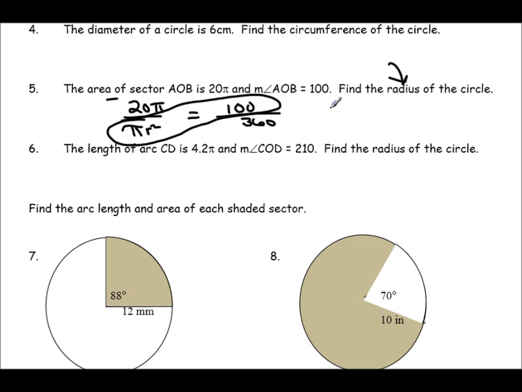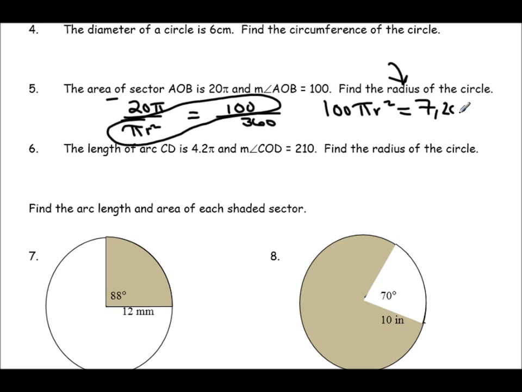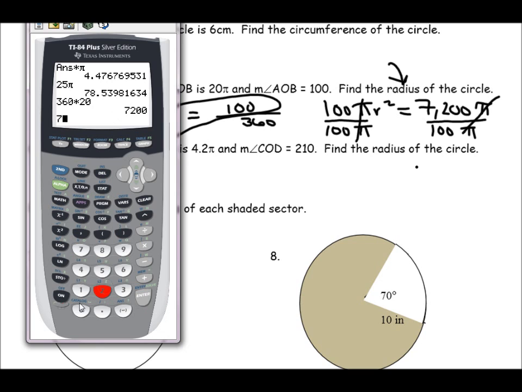100 times pi r squared, which is 100 pi r squared, equals 360 times 20 pi. So we'll do 360 times 20, and we'll leave pi in our equation. So that equals 7,200 times pi. We're going to divide both sides by 100 pi. Pi over pi is 1. So that reduces to 1, and 7,200 divided by 100 would just be 72, sorry.